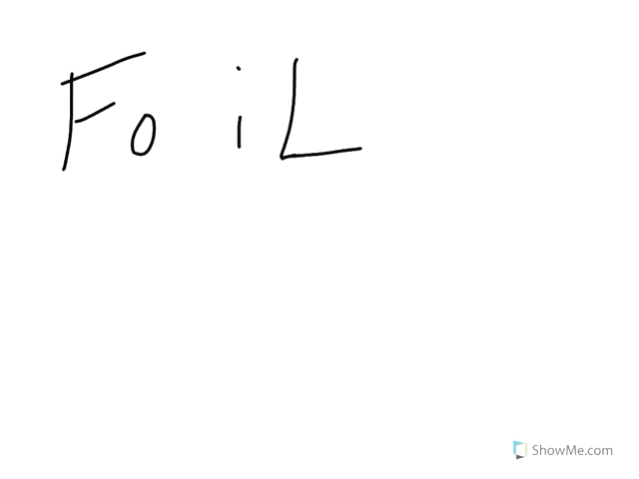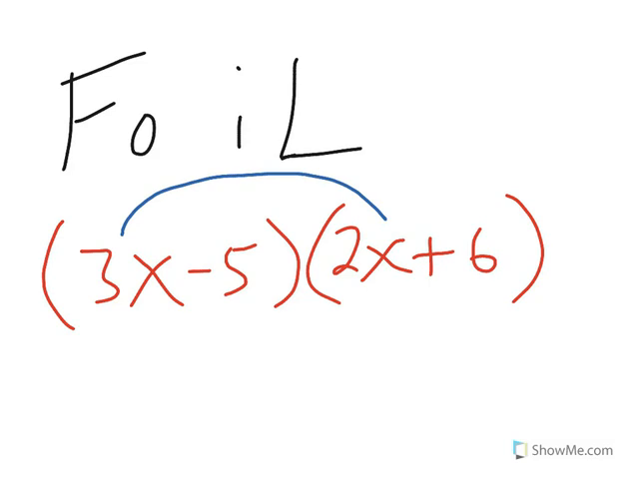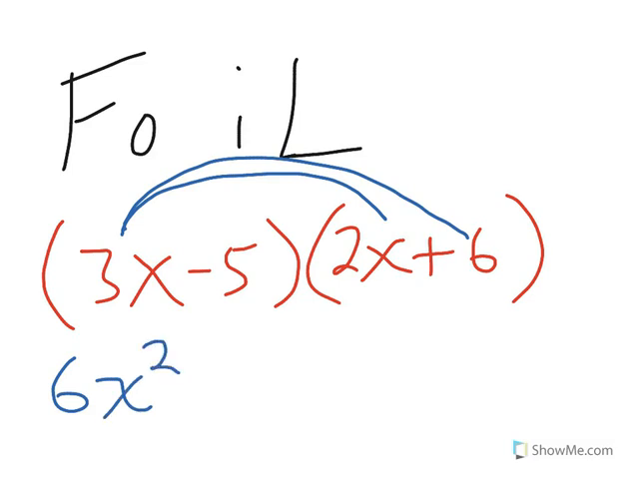All that is just multiplying across. So if I give you 3x minus 5 times 2x plus 6, can you FOIL this out? When we talk about FOIL, it stands for first, outer, inner, last. So what I always do is I say 3x times 2x and 3x times 6. So 3x times 2x is 6x squared.